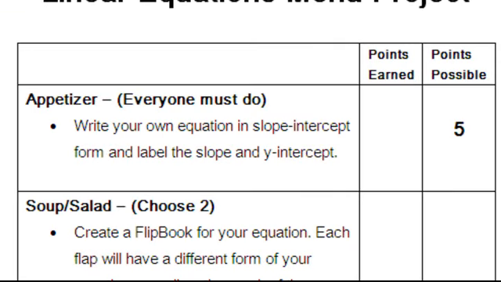The first section is the appetizer. And everyone has to complete this entire section. The choice you get is you're going to create your own equation in the slope-intercept form, and you're going to label the slope and the y-intercept. So for this, I just literally want you to take the slope-intercept form, make up some numbers, plug it in, and then tell me what the slope is and tell me what the y-intercept is. That's going to be 5 points of your final grade.